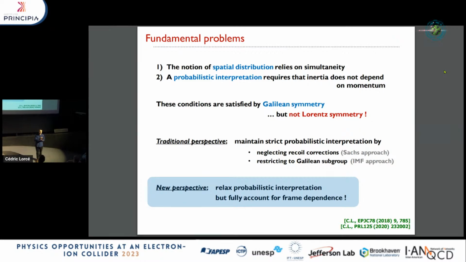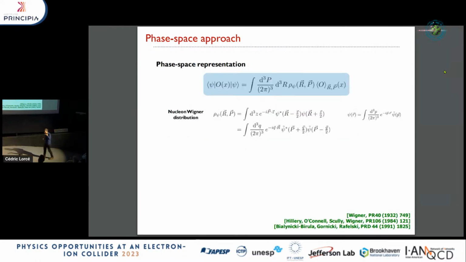I want to be able to change from frame to frame so that I can compare what happens in the bright frame with what happens in the infinite momentum frame. And in special cases, I can recover the probabilistic interpretation, but with a quasi-probabilistic interpretation, I have something which is much more general. So it's essentially a similar idea. If you have GPDs on one side, you have TMDs on the other side. With Wigner distributions, you can get everything together in a single picture.